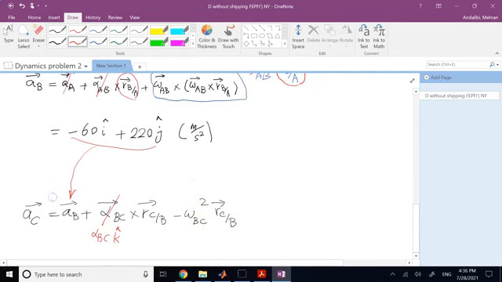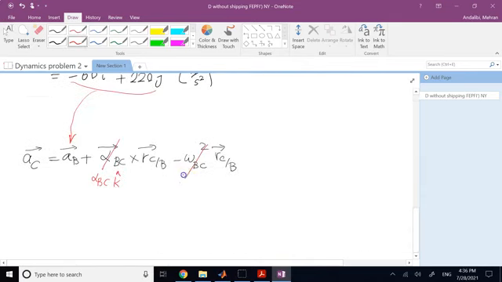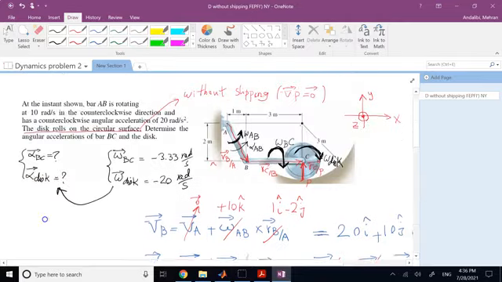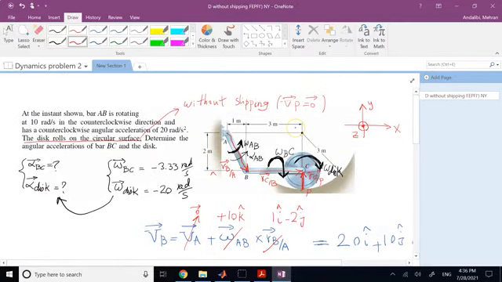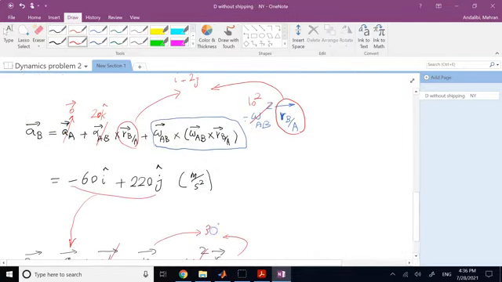Magnitude omega BC I found. I have that number now. You see, now I need the number I found in the previous step. This number. If I don't have it, I cannot proceed here. So that negative 3.33 now has to be squared here. And R of C with respect to B, also, if you look at it, it was 3I. Good.